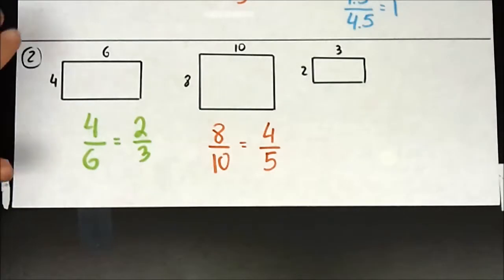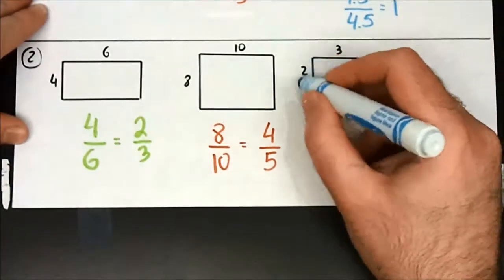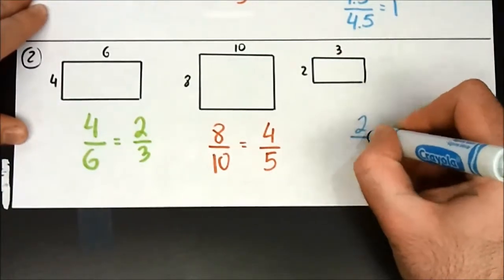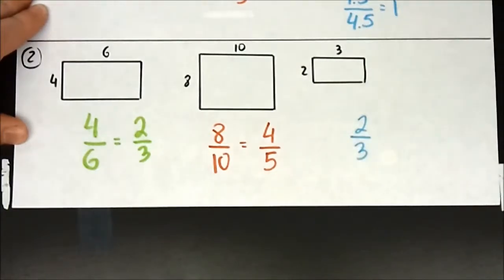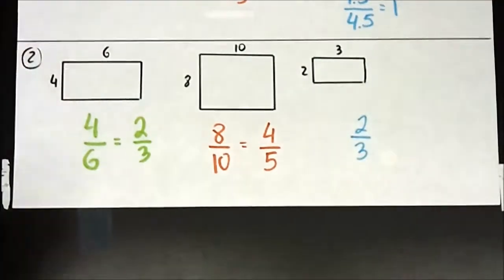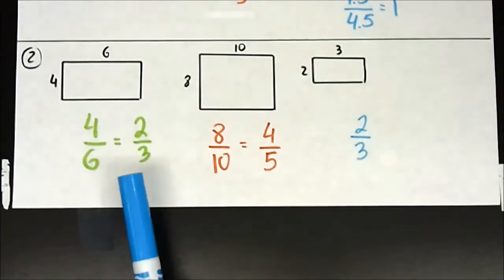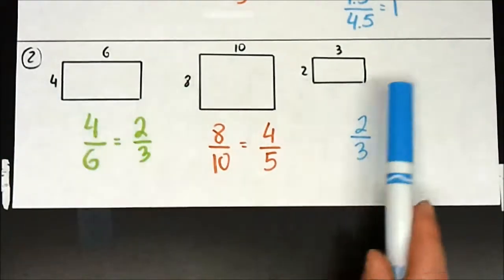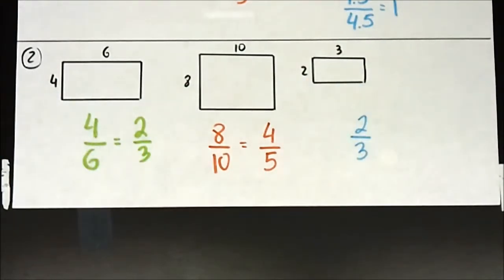Let's take a look at the last one here. Again, I'm going to put the 2 first and 3 goes on the bottom. Don't really have to simplify that one, that's the simplest form, but does it match one of the other ones? This one. So the first and the last triangles are similar, they are to scale, they're proportional, and the middle one isn't. Questions?